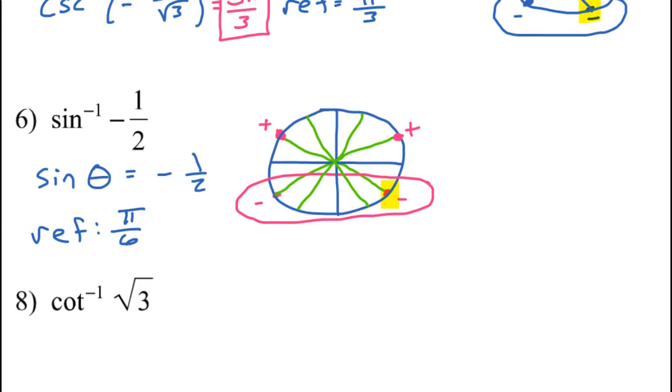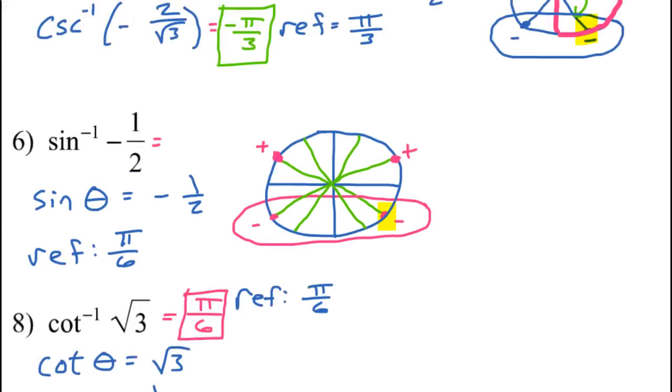So what is the value of that? Please, please, please be careful. I almost called this 11 pi over 6. And that's what it would be if I started from the positive x-axis and went around counterclockwise and got here. So that would be 11 pi over 6. But that is illegal. All right, let me see if I can convince you of why.